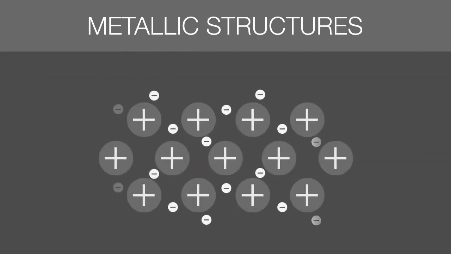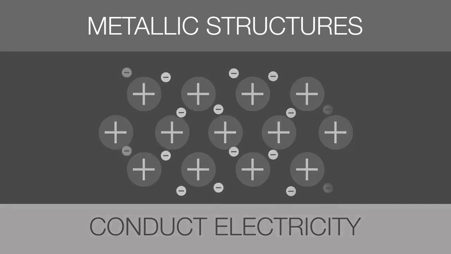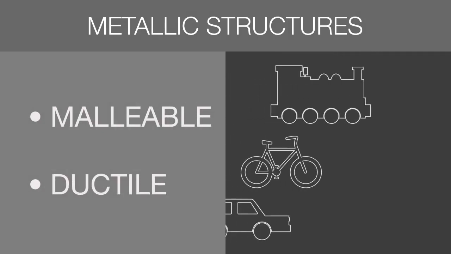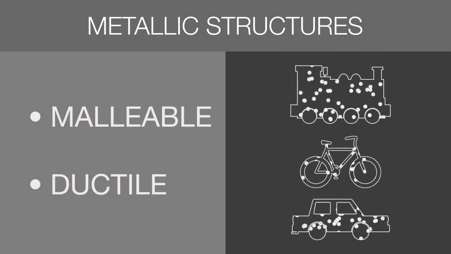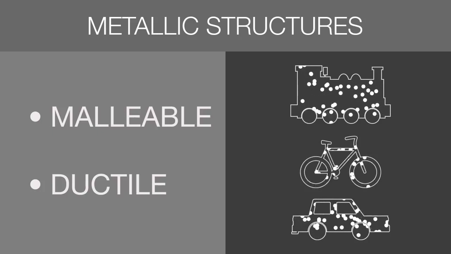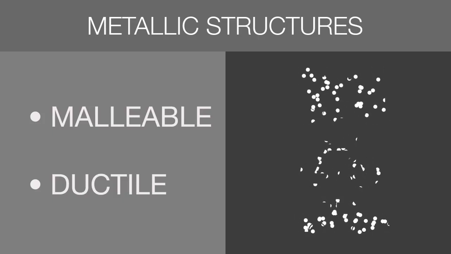Free-floating electrons are the reason why metals can conduct electricity. Metals are malleable and ductile because no matter what shape the metal takes, the free-floating electrons will conform to that shape. The strong electrostatic attraction will remain, and therefore the structure stays intact.